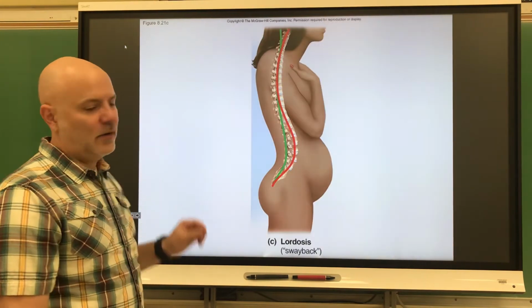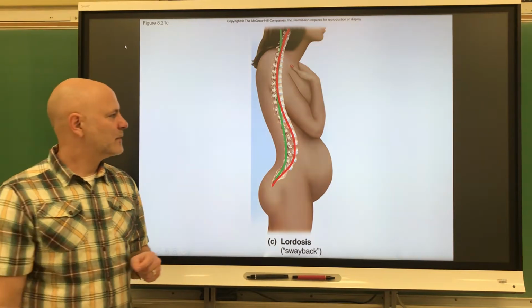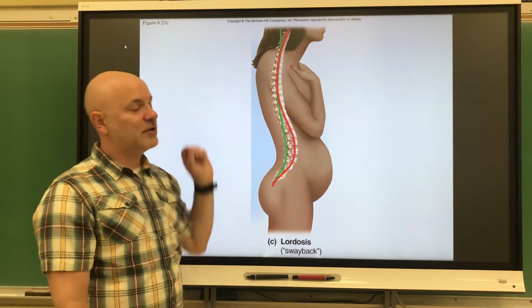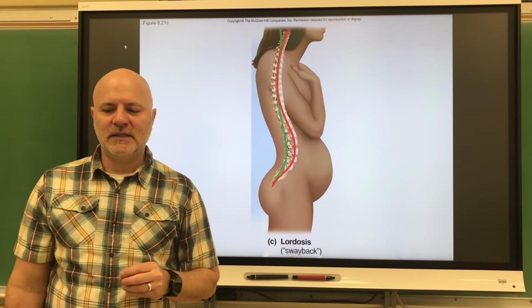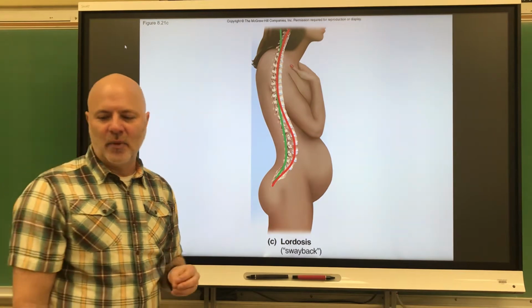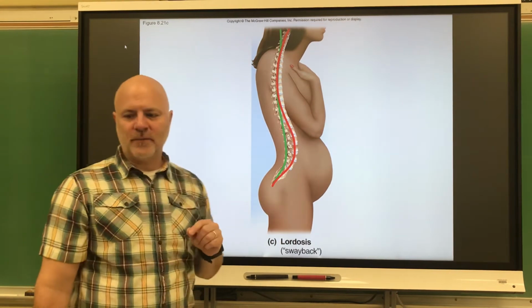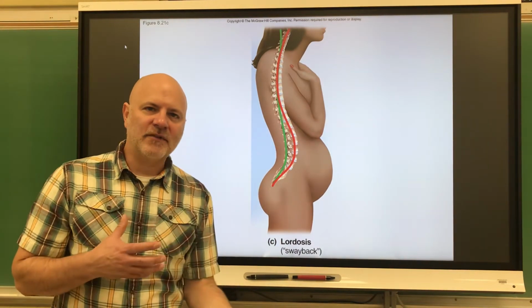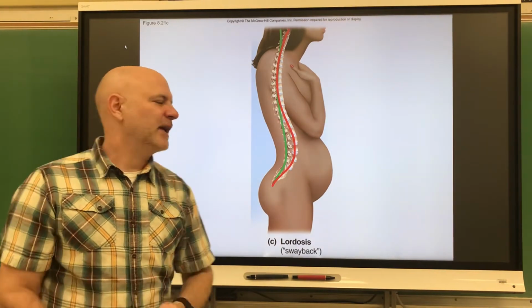The first is called lordosis. Green is showing the typical curvature, and red is showing the abnormal curvature here. Lordosis is an abnormally exaggerated lumbar curvature, and you can see that exaggerated lumbar curvature. This is usually due to a heavy midsection, so women can have this during pregnancy, or guys with a beer belly, stuff like that.